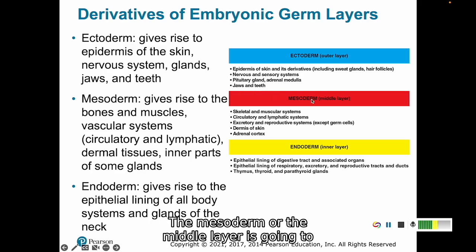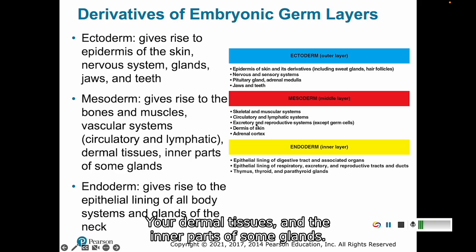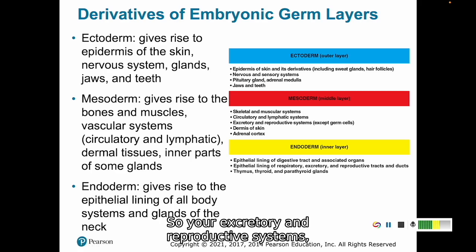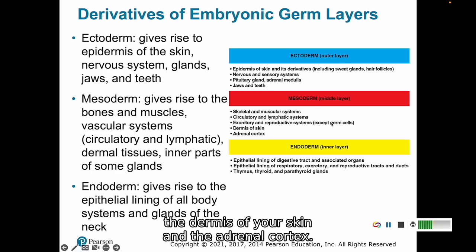The mesoderm, or the middle layer, is going to give rise to your bones and muscles, your skeletal and muscular system, your vascular systems, which are your circulatory and lymphatic systems, your dermal tissues, and the inner parts of some glands, so your excretory and reproductive systems, the dermis of your skin, and the adrenal cortex.